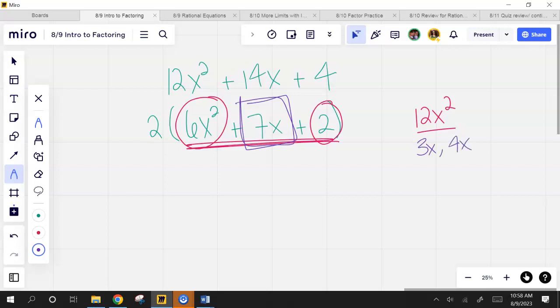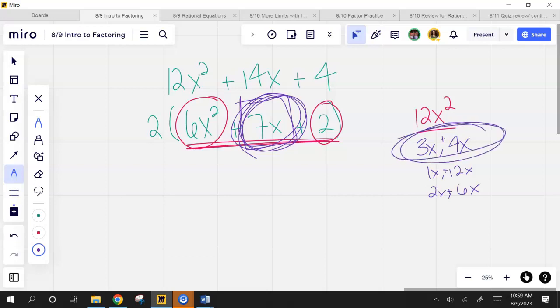3x and 4x. Now, if I did not recognize that at first, I might start listing everything I know that multiplies to 12. 1 and 12. 2 and 6. Is that it? And if I threw a plus in the middle of here and added them together, which ones would give me 7x? And it would be 3 and 4, right? Everybody okay on how I found those two numbers?